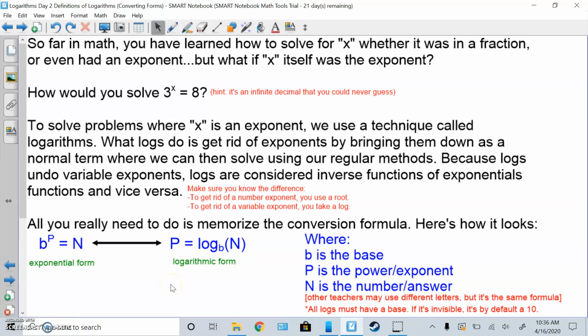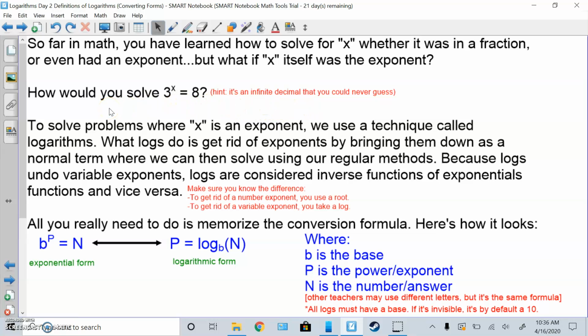So far in math, you've learned how to solve for x, whether it was in a fraction or it had an exponent, but what if x itself was the exponent? So how would you solve 3 to the x power equals 8? Well, 3 to the first power is 3, 3 squared is 9, but 8 is between 3 and 9, so we know it's a decimal, 1 point something. Now here's a hint, it is an infinite decimal that you could never ever guess. So we will solve this problem by the end of the video.